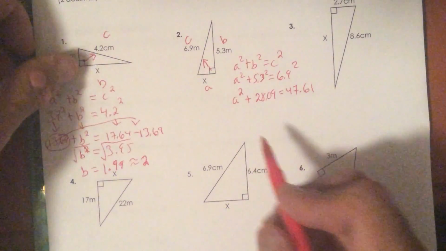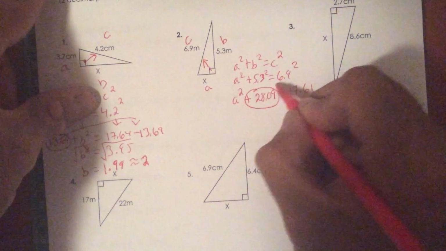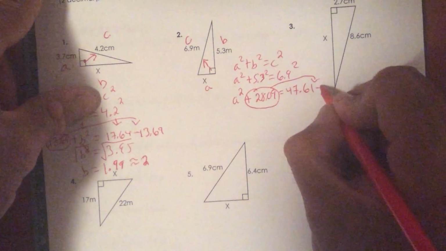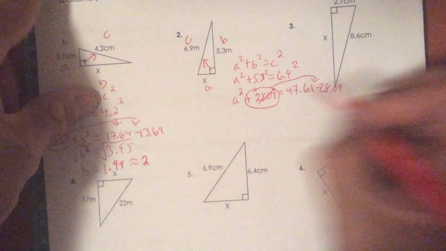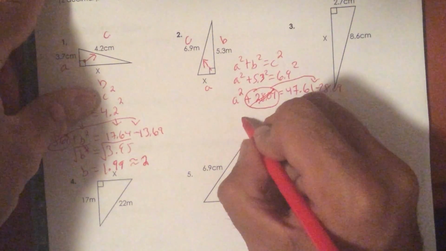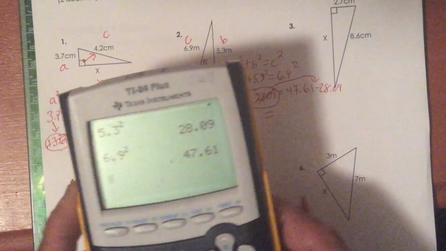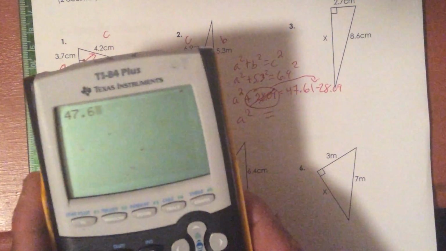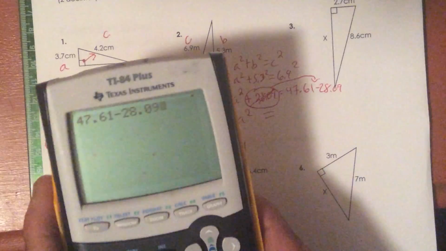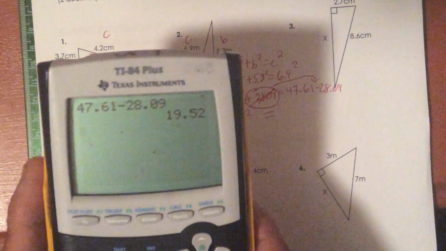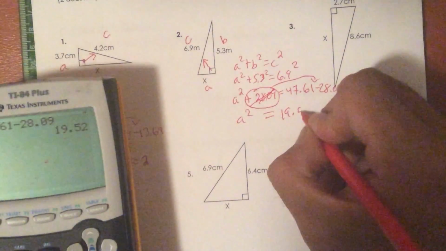Now, I'm solving for A, so that means I have to jailbreak the plus 28.09 to the other side to become a minus 28.09. So this is gone, and I'm left with A squared equals 47.61 minus 28.09. And I'm left with 19.52.